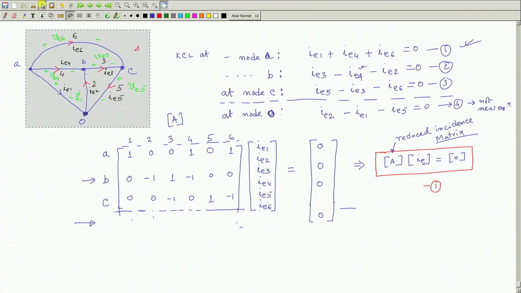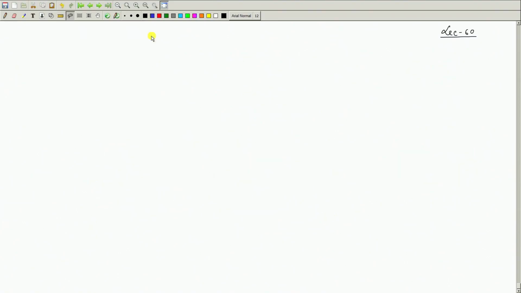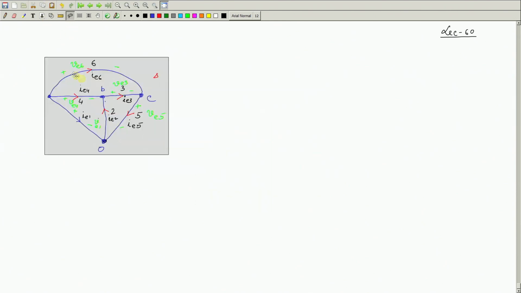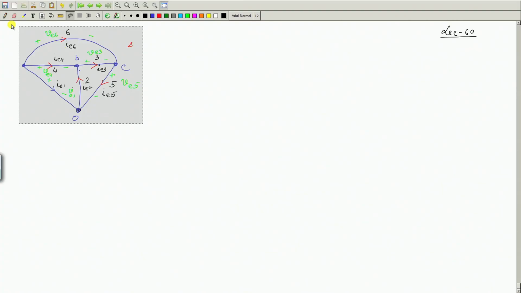Welcome to the 60th lecture, and we are trying to apply the graphical method in solving a circuit. So, this was a graph of the network, and we solve the circuit here for this circuit, and these are the 4 nodes present: A, B, C, O.